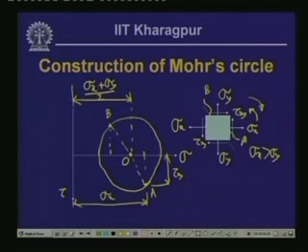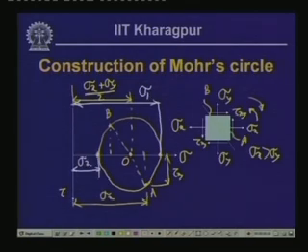the maximum normal stress occurs at this particular plane and the minimum normal stress occurs in this particular plane, and this normal stress we denote as sigma 1, and this particular normal stress we denote as sigma 2. And from plane A, if we move by angle 2 theta p, we come to the plane where the maximum principal stress is located.